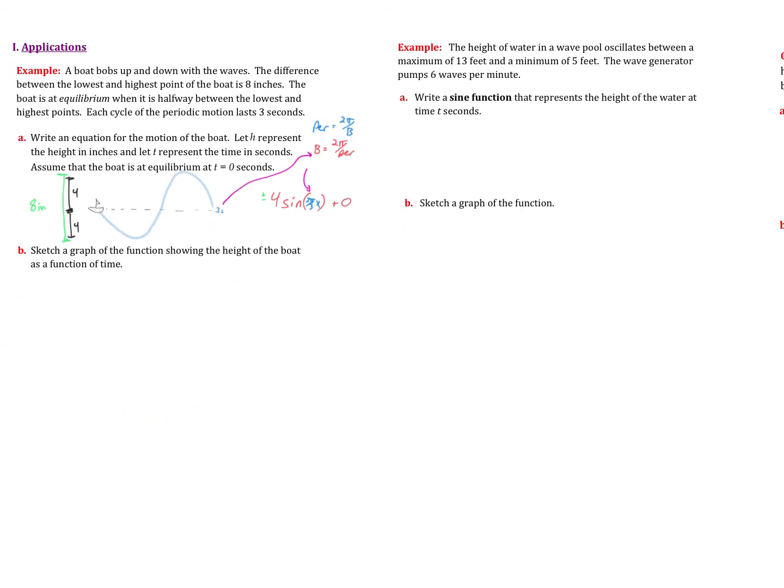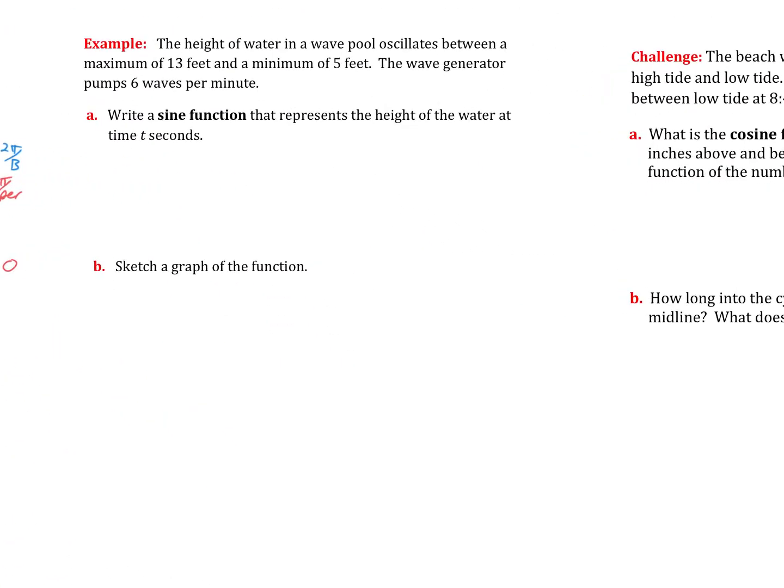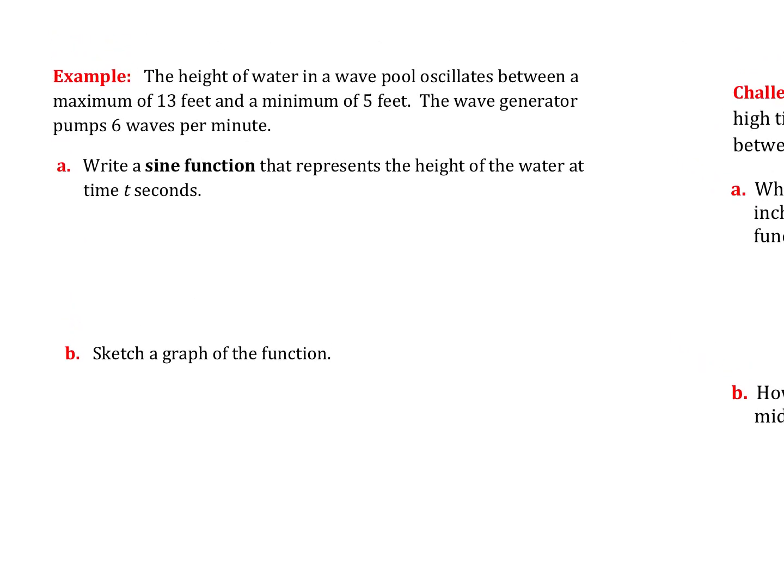Let's see another word problem. The height of water in a wave pool oscillates between a maximum of 13 feet and a minimum of 5 feet. The wave generator pumps out 6 waves per minute. Okay. We want to write a sine function and then graph it. I'm actually going to do the graph first because that helps me visualize the function. If you're vice versa, then feel free to flip that.